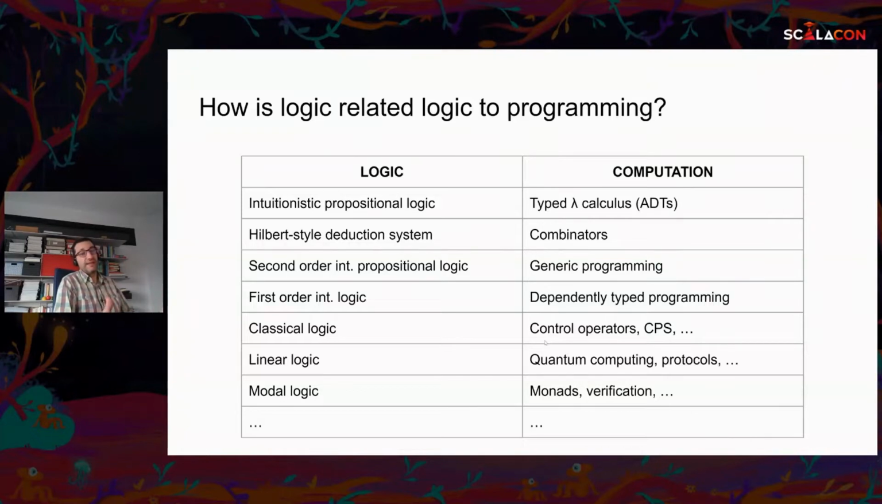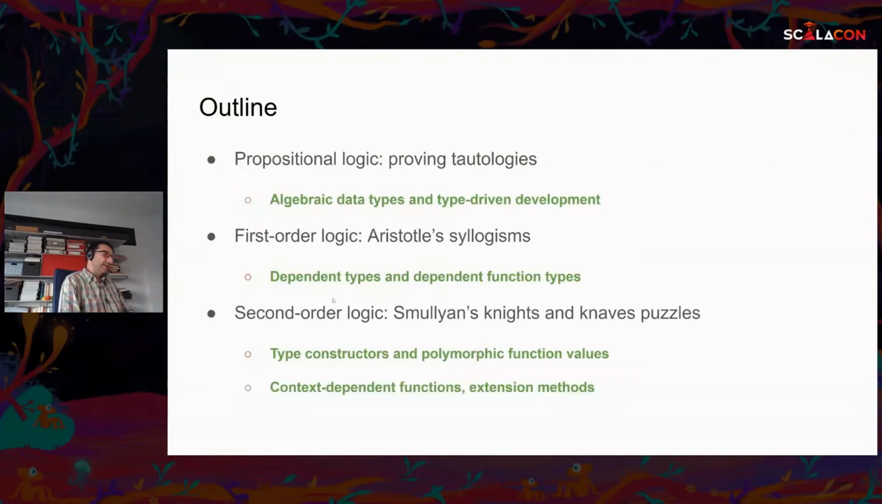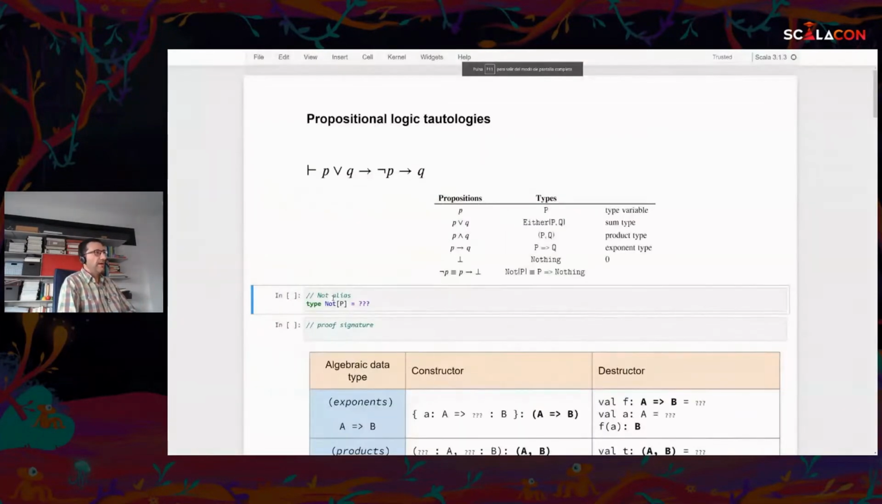And it so happens that the Scala type system enjoys, to some extent, many of these features. We have dependent types, we have generics and so forth. We have, of course, algebraic data types. In this talk, we will see several examples concerning propositional logic, first order logic and second order logic, of how we can use Scala to solve these logic problems. And in each case, we will stress which features of Scala and which techniques from functional programming we can learn. Okay, so let's start with our first example.